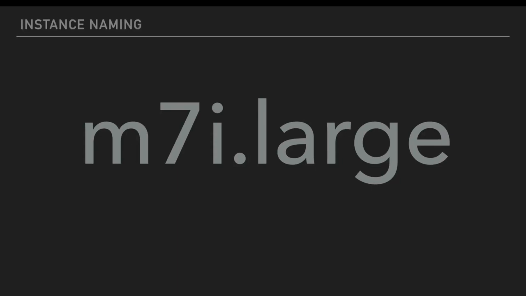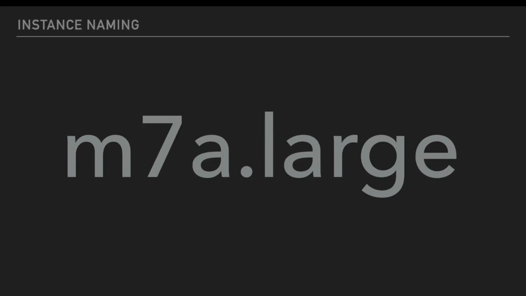Now there is an I. An I here tells me that this is an Intel based instance, meaning that it has an Intel CPU, and large is the relative size. I'll show you what I mean in a second. We can go to the next example.